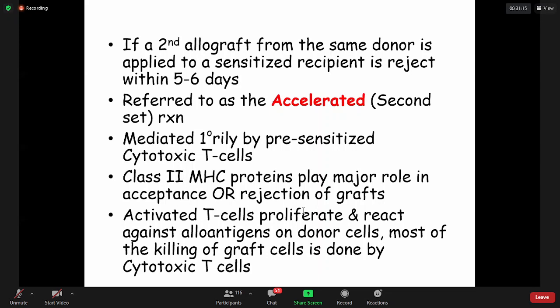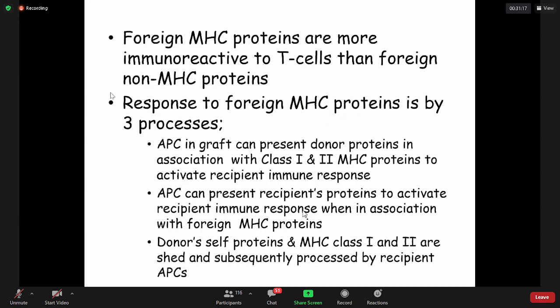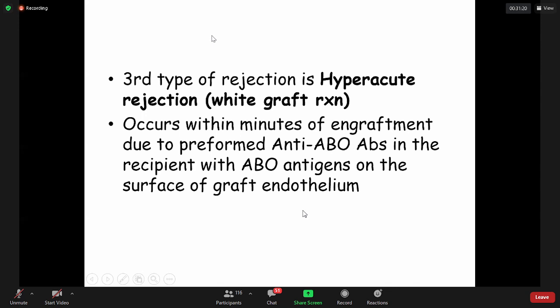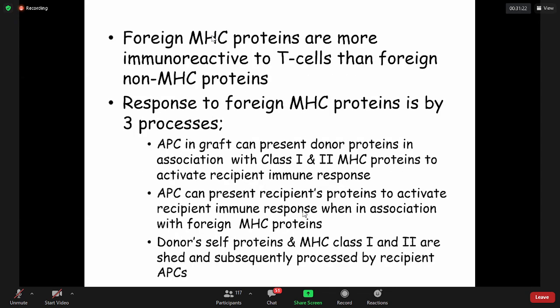As you probably are already aware, foreign MHC proteins are more immunoreactive to T cells than foreign non-MHC protein. That is really just talking the same language. You know that the more foreign an antigen is, the higher the response to it. So that's just repeating some of the things which you already know.